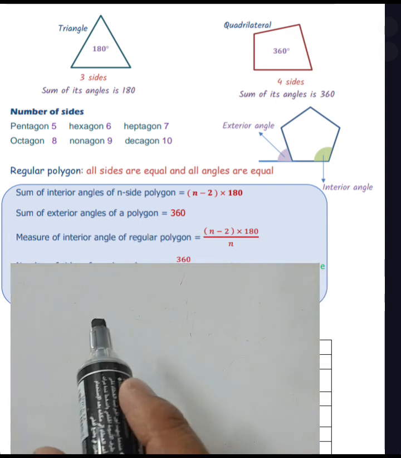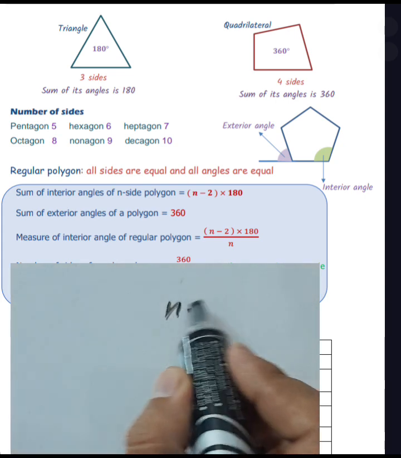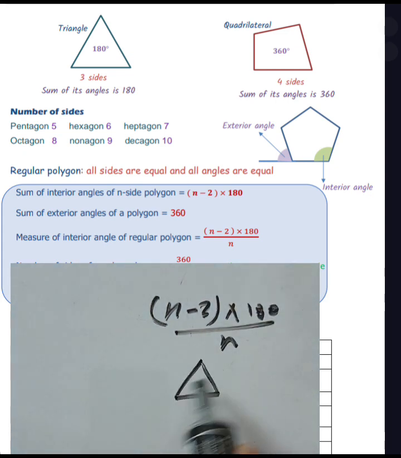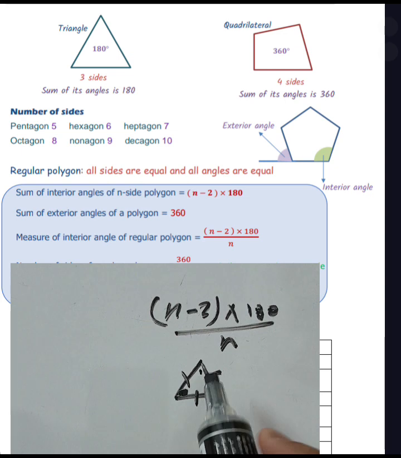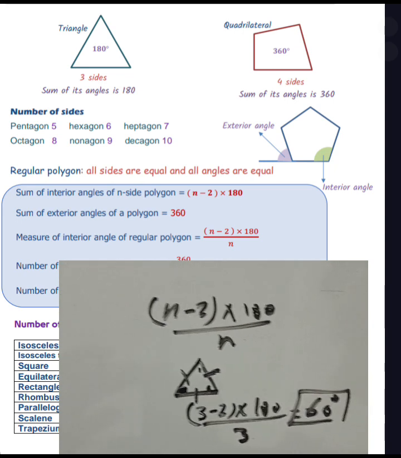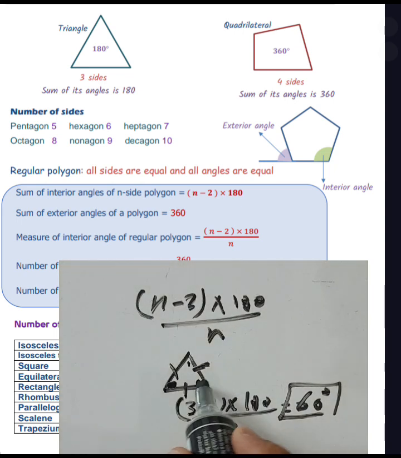And the measure of each interior angle of a regular polygon is (n - 2) times 180 over n, such as an equilateral triangle. If you want to find the measure of each angle of this equilateral triangle, you must put n equal 3, because we have a regular triangle, which we call an equilateral triangle. 3 minus 2, times 180, over 3, then the result will be 60 degrees. The measure of each angle here equals 60 degrees.